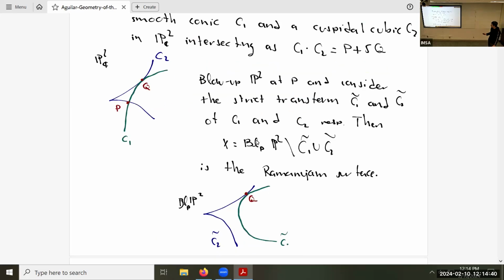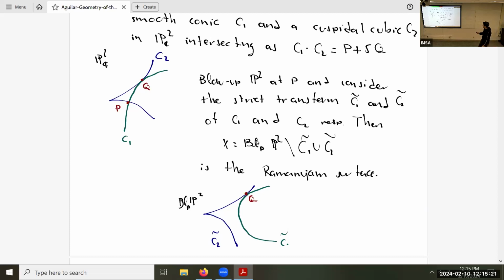So you have to consider two curves in P2. One of them is going to be a smooth conic that I denote by C1. So this is the green line here. And the other one is going to be a cuspidal cubic. So it's this C2 here. And they need to be intersecting as follows. You will have one transverse point here at P, and the other one with intersection multiplicity 5 at Q. So that thing exists. You can even have explicit equations for that, but believe me that it exists.